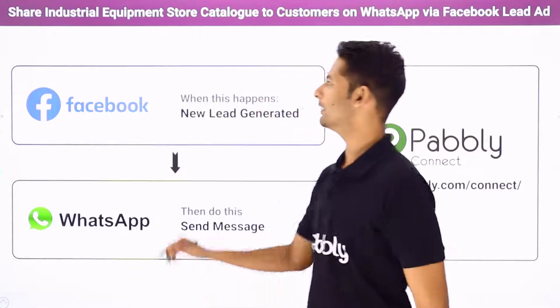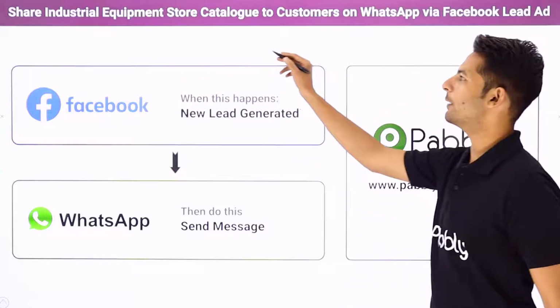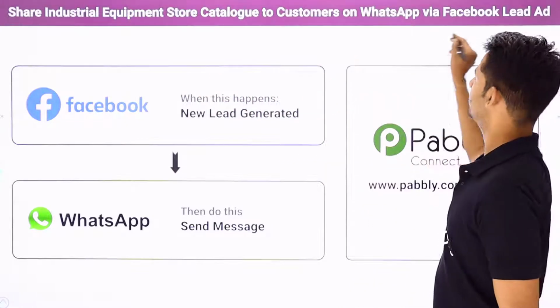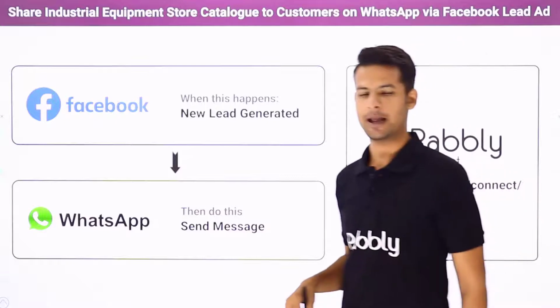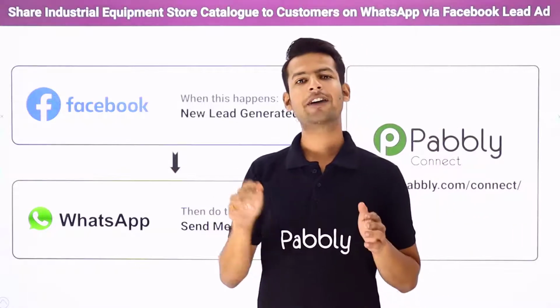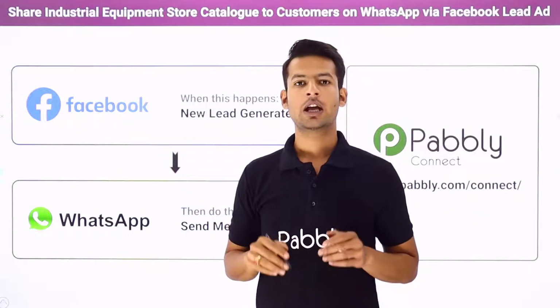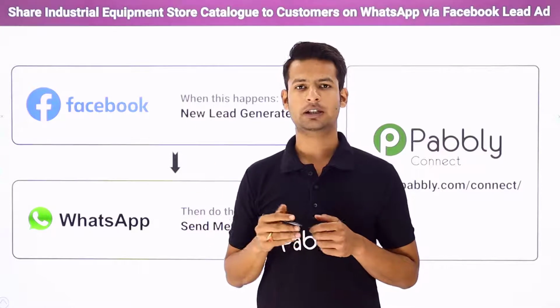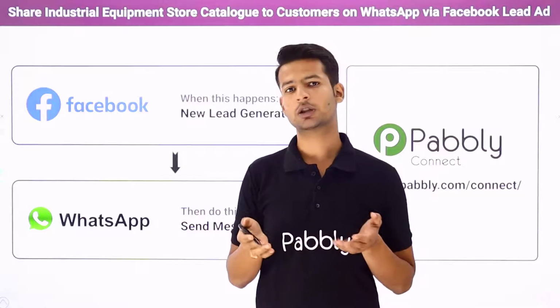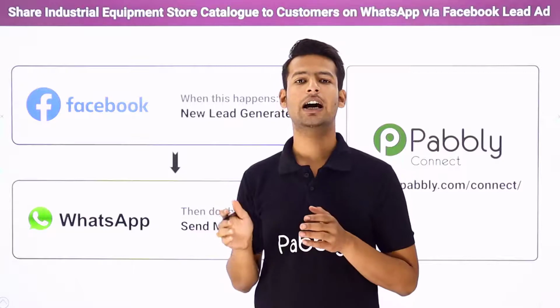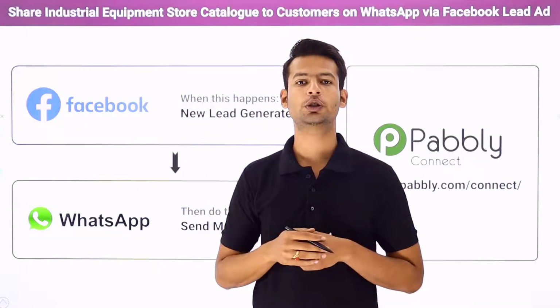Today in this video we will learn how to share industrial equipment store catalog to customers on WhatsApp via Facebook lead ads. Okay, so the idea here is you have an industrial equipment store. Now you are providing industrial equipment in that store to the customers, and you have recently run an advertisement on Facebook to generate new leads.